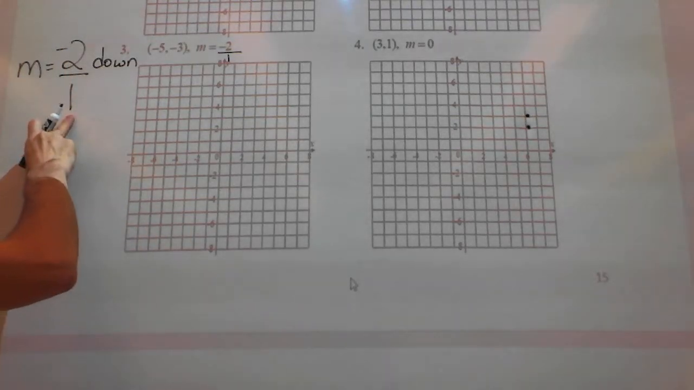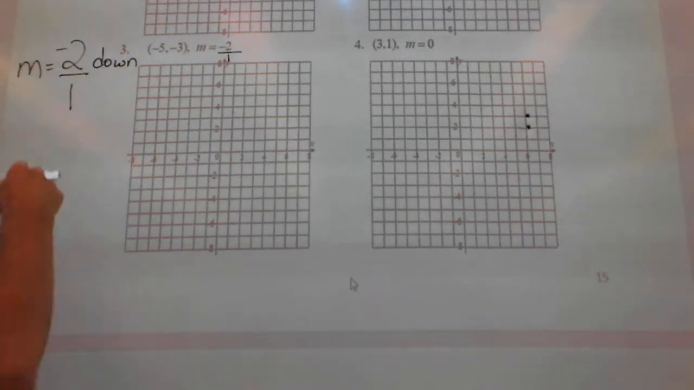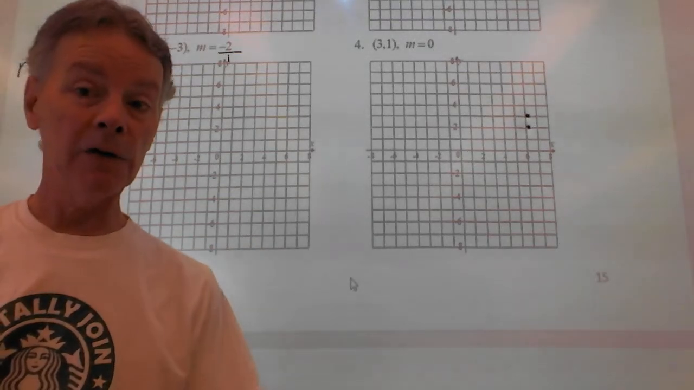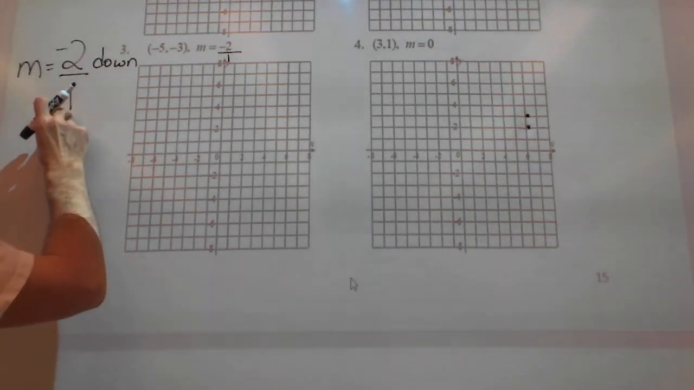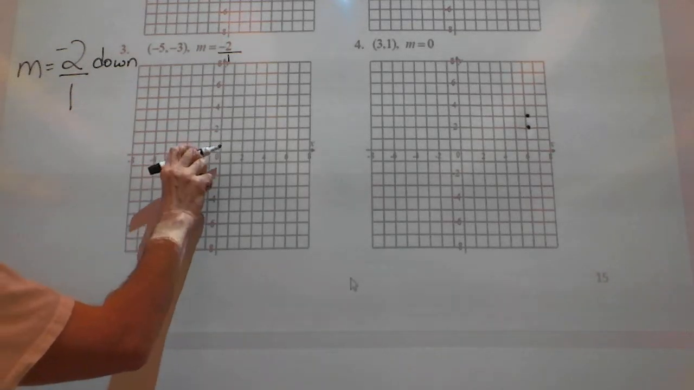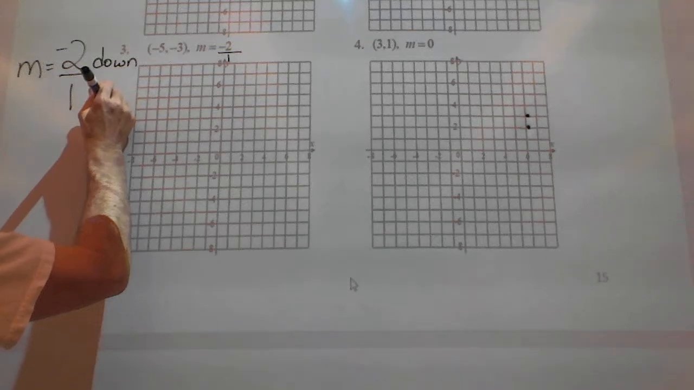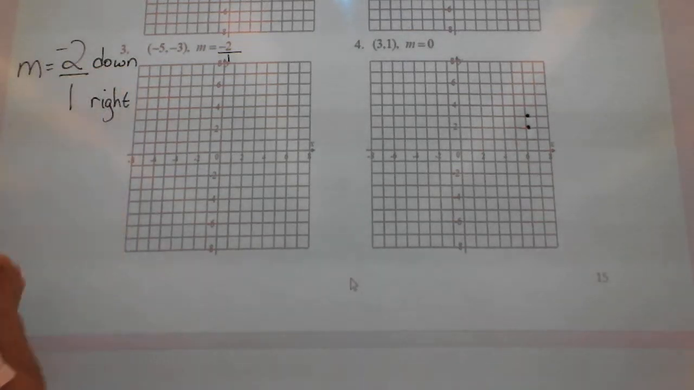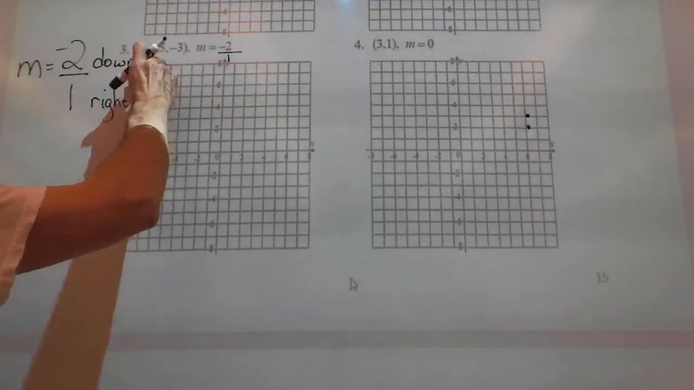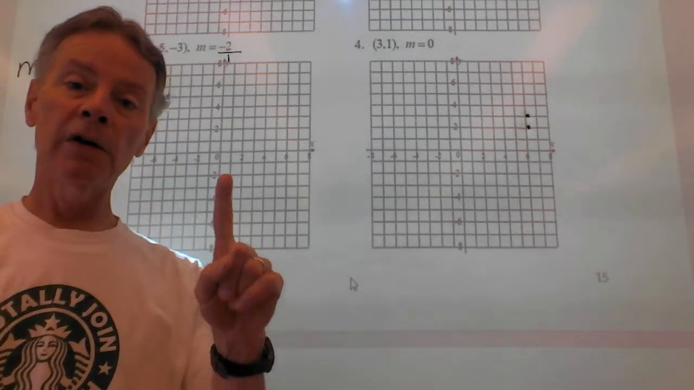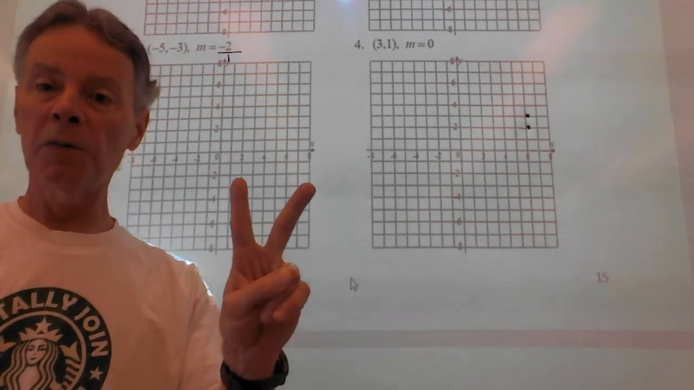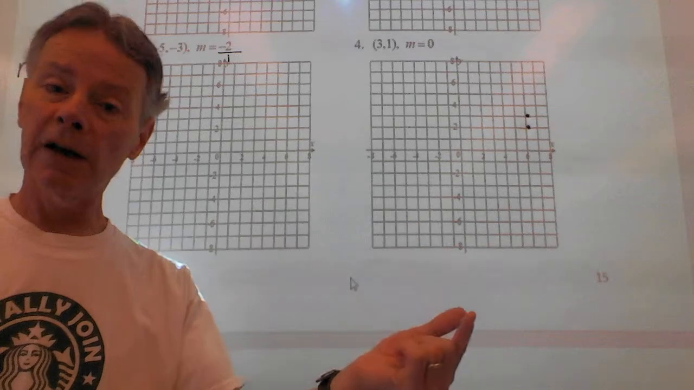Our x value is positive. See why I made it into a fraction now? That gives us an x value to work with. Since our x value is positive, that means we have to go in the positive x direction. We have to go to the right. Okay? So, step 1, plot your point. Step 2, use your slope as directions to get to a second point.